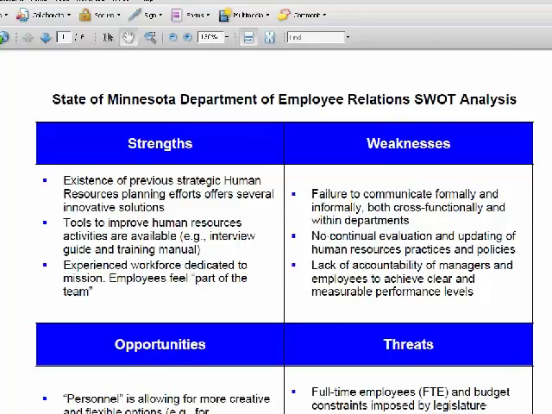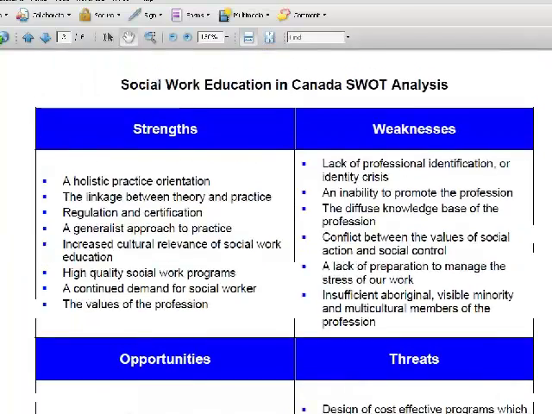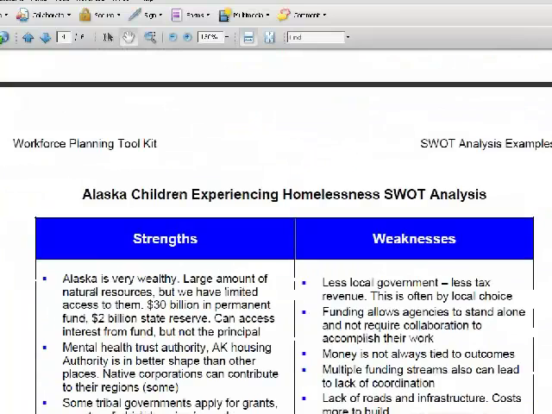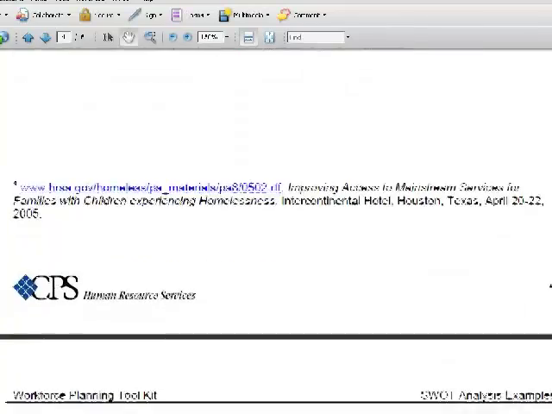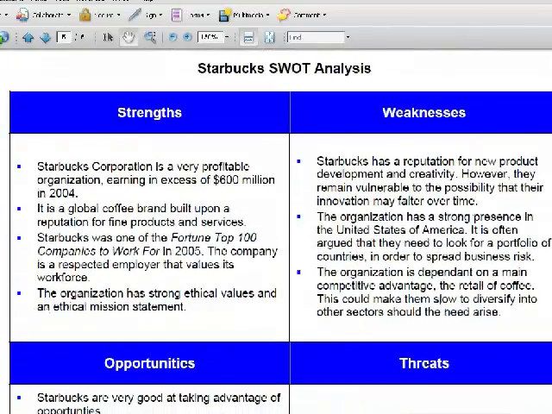There's quite a few in this document, but I just want one more down towards the bottom here. Something that we're probably all familiar with, and that's Starbucks. Starbucks conducted a SWOT analysis in 2004, an environmental scan, and a resultant SWOT.